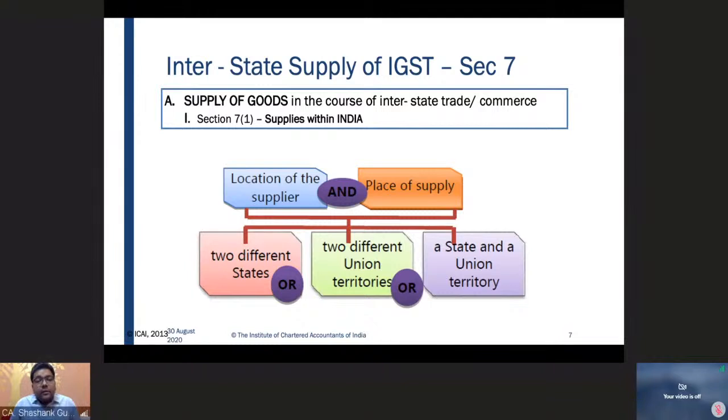Transactions where the location of the supplier and the place of supply are both in India, but in two different states, or two different union territories, or one in a state and the other in a union territory. If it is any of these cases, then that transaction would be treated as interstate supply.